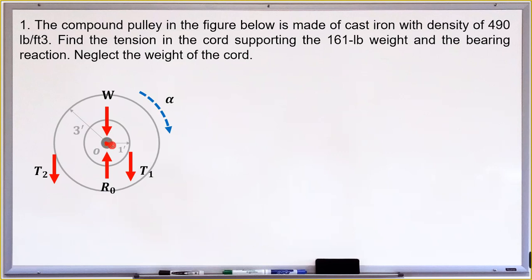Therefore, the summation of forces along the normal and along the tangential is equal to 0. The important one to use here is the summation of moments at the center. So the summation of moment at the center is equal to its centroidal mass moment of inertia times alpha. We take positive if the external forces tend to rotate our compound pulley clockwise, or this is CC.